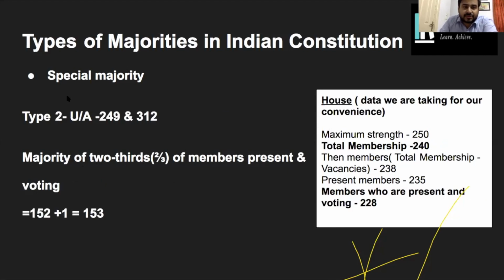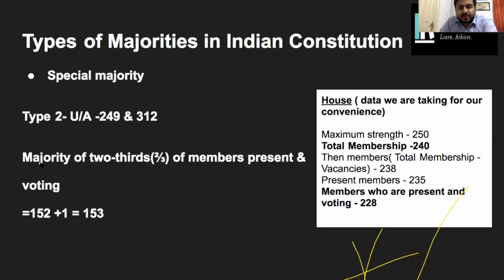Second type of special majority is which is used under Article 249. Article 249 provides powers to the Rajya Sabha where it can allow Parliament to legislate on a particular matter on the state list. Article 312 will deal with the All India services, of which you all are aspiring to be a part of. So these services are under Article 312, which can be created by the Rajya Sabha through special majority, which will allow Parliament to make All India services.